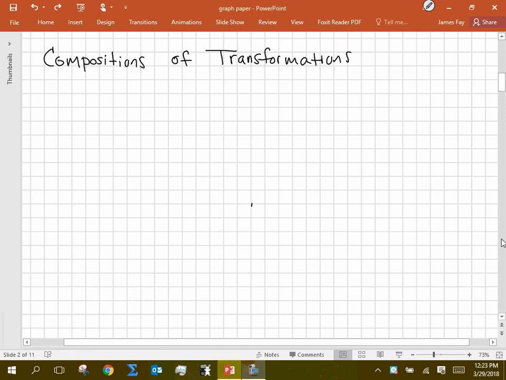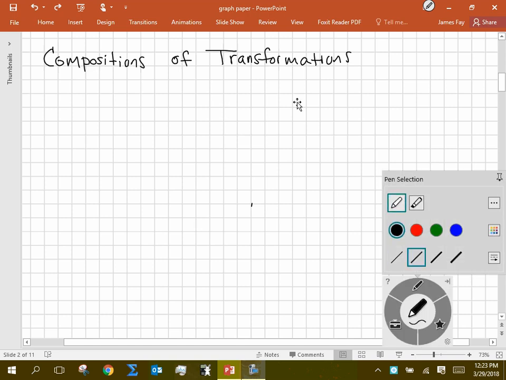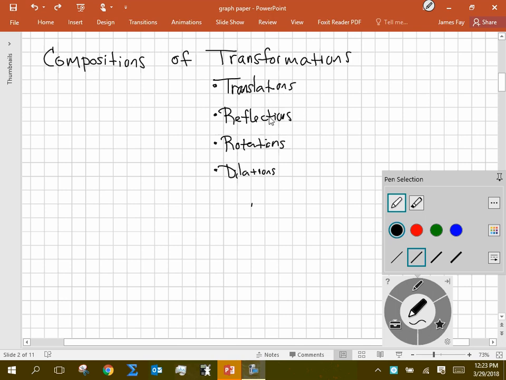Okay, all right. So, composition of transformations. We know our transformations. The first one we talked about was translations, right? The second one I think we talked about was reflections. We've talked about rotations. And the last one was dilations. So those are the four that we've done.